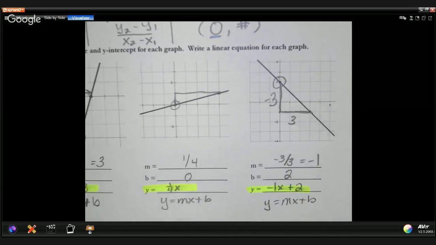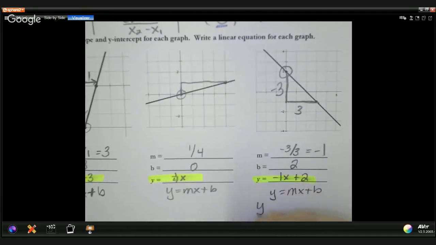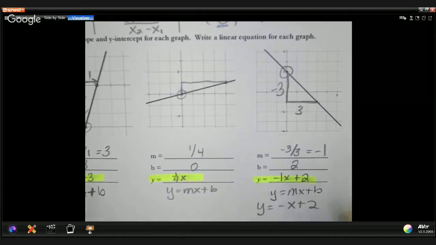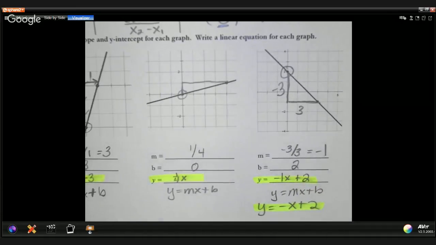My m is negative 1x plus b, which is 2. You also could just write y is equal to negative x plus 2, because remember, the 1 doesn't have to be there. If you have the negative, then it's assumed it's negative 1. So when you're given a graph, it's relatively easy because you just have to find where your b is, and then you have to go ahead and count your slope.